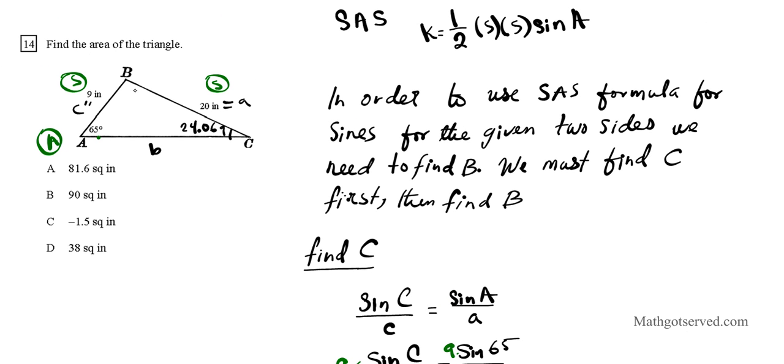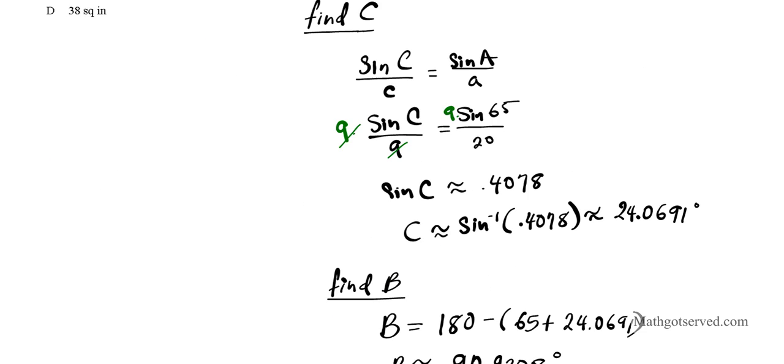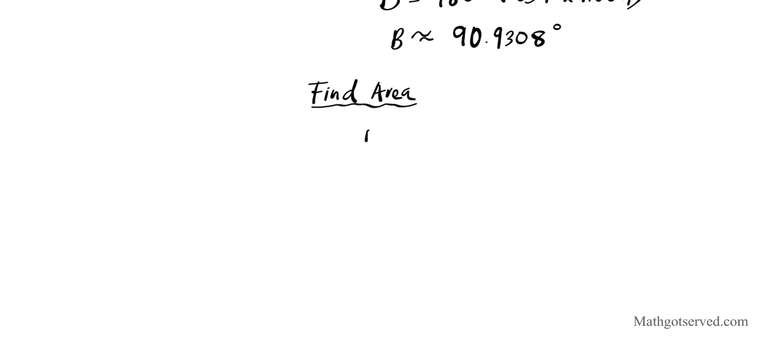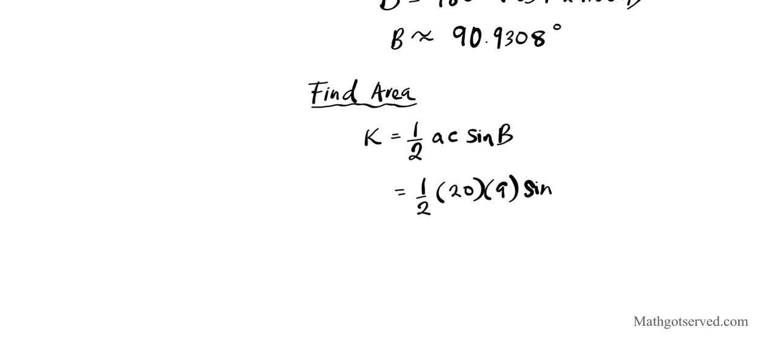Absolutely not. We're looking for angle B because that can help us find the area. So 90.9308. So now we can use the SAS formula using little c, little a, and big B to find the area. Okay. So we're going to use the formula, find area now. To find the area, we're going to use the formula K equals 1/2 AC sine B in this situation because we have SAS. So that's going to be 1/2. A is 20. C is 9. Sine the angle we got, which is 90.9308. Let's plug that into our calculators and see what we get.